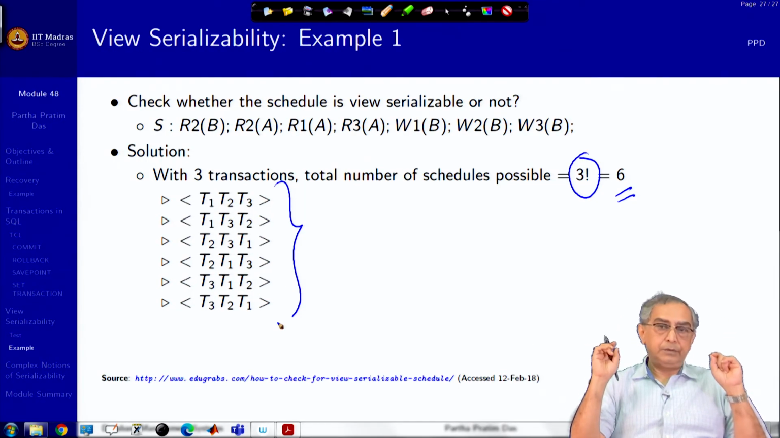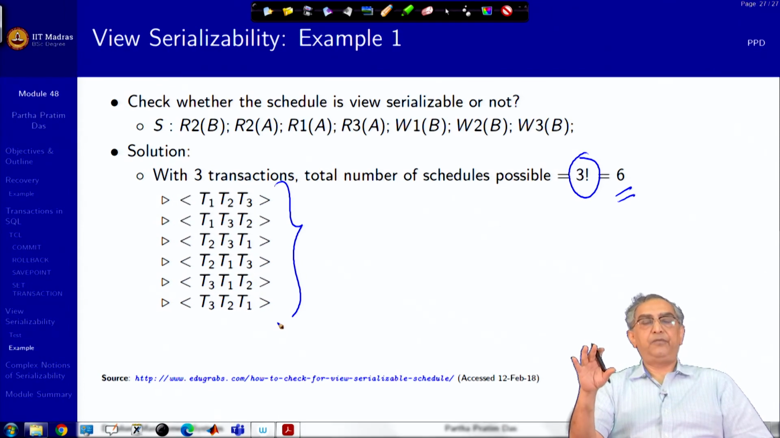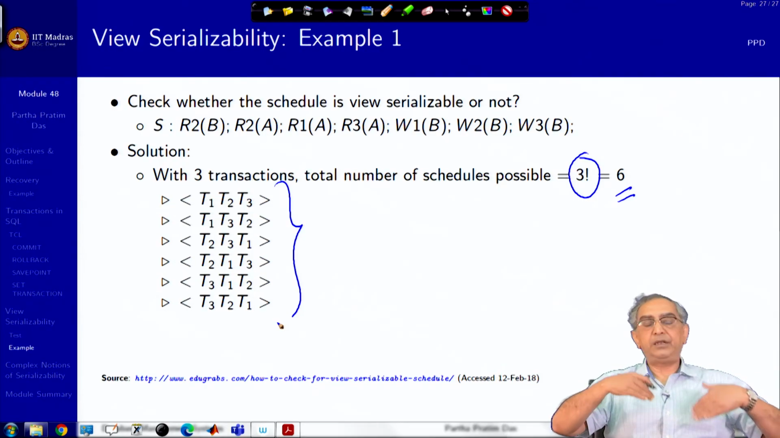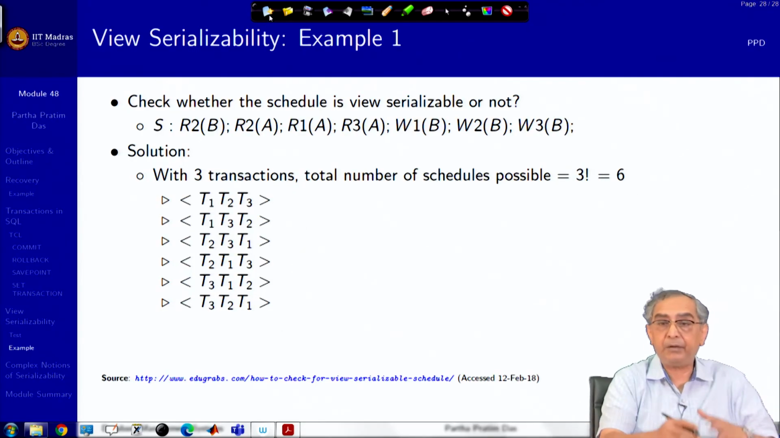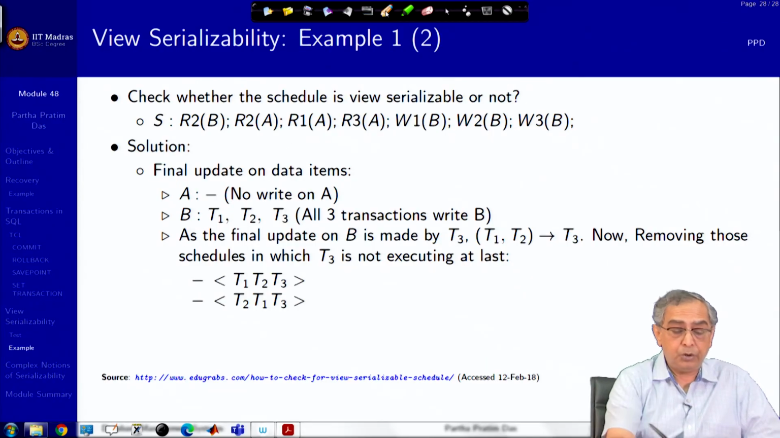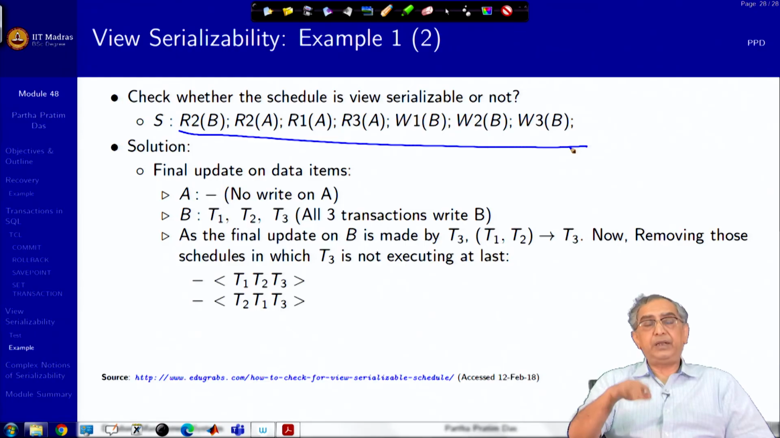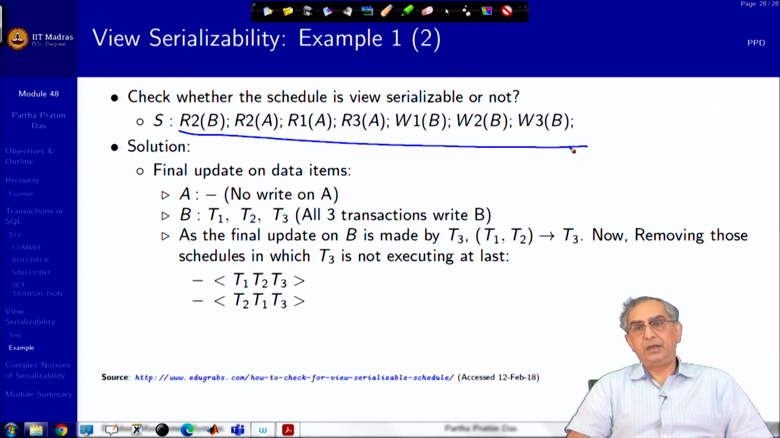So, let us take this schedule and apply the conditions of view serializability, and keep on eliminating the serial schedules which cannot be equivalent to this. So, these are our 6 candidates we start with. Okay, so this is my schedule. Now, I start with the last condition, final update, just because it shrinks the data faster.